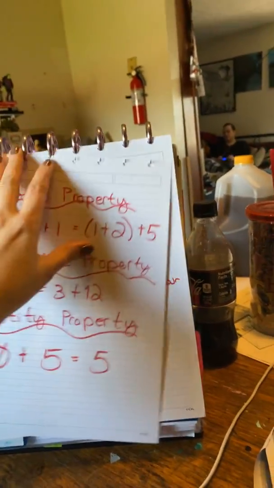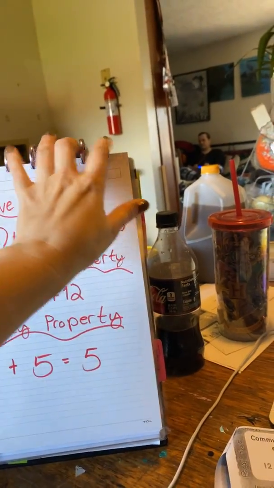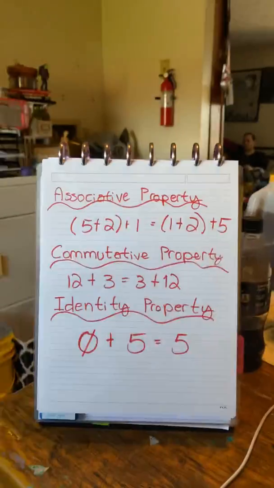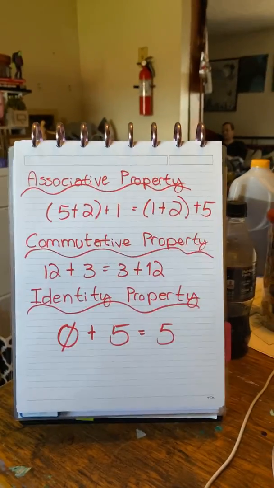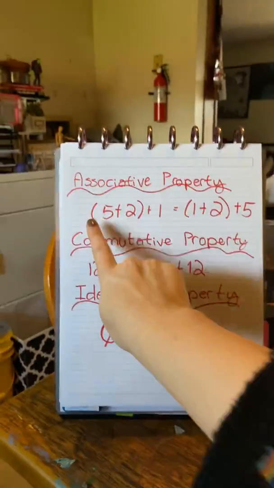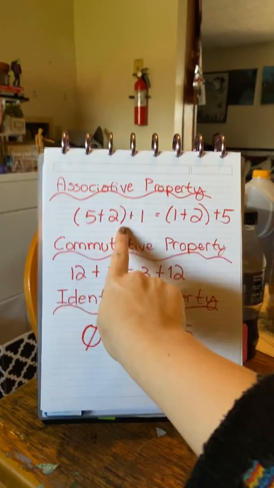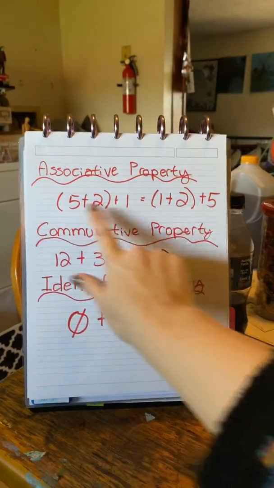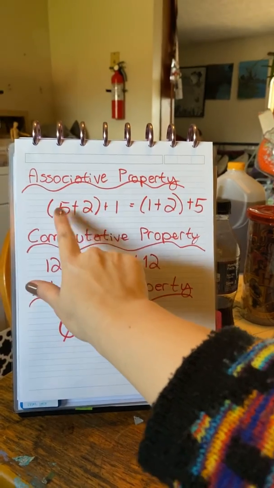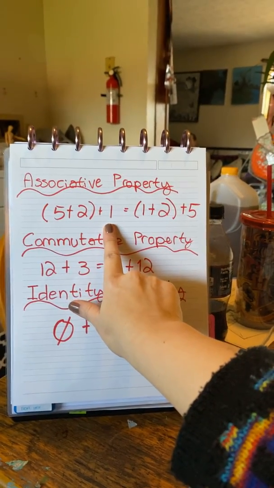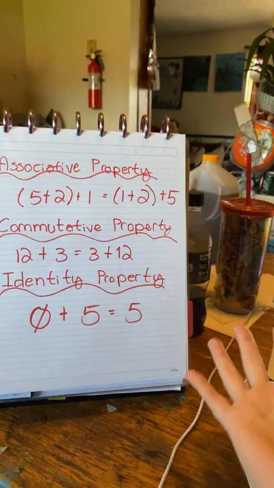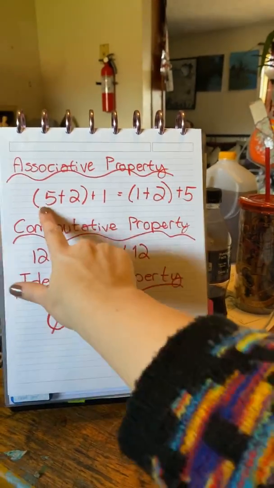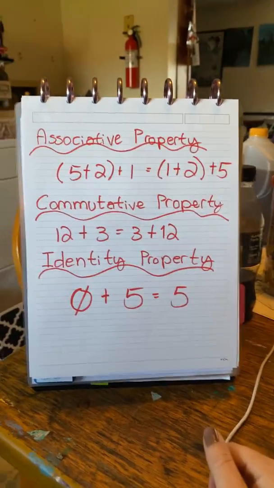Now we talked about the associative property last week, how it doesn't matter how we group our addends, we're still going to get the same answer. So we notice that we group our addends using the parentheses. It doesn't matter how we group them. When we're adding, it's still going to be the same thing. 5 plus 2 plus 1 equals 8. 1 plus 2 plus 5 equals 8. Same answer. Doesn't matter how I group those addends.